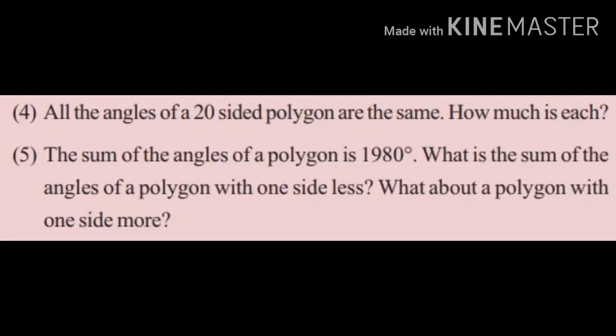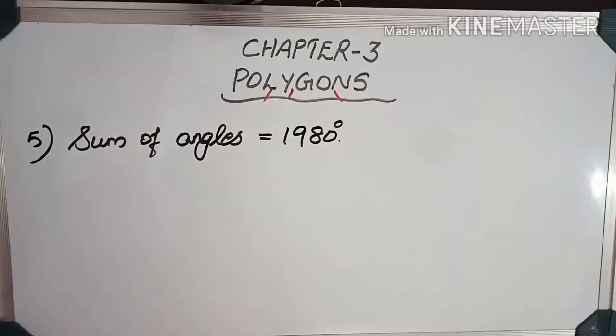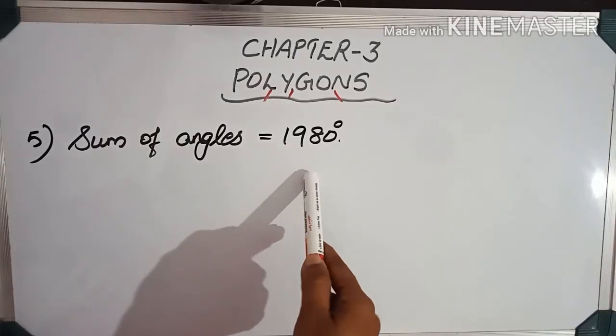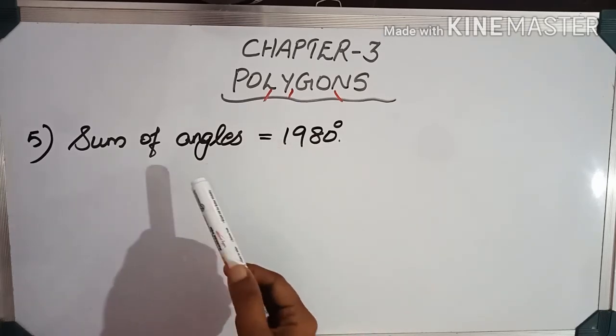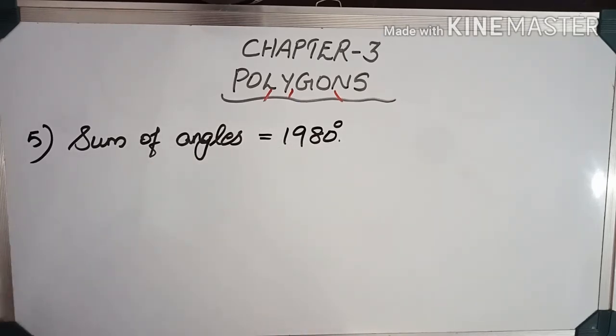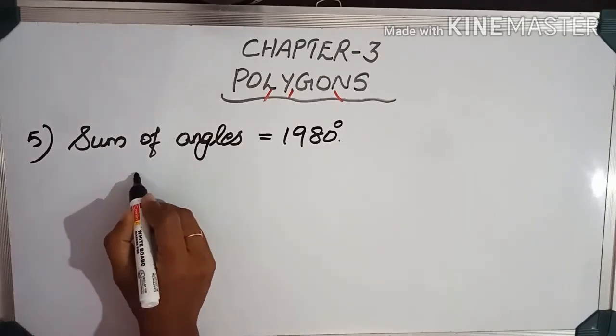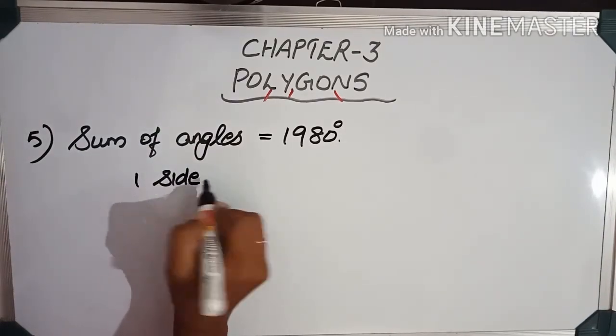Question number 5. The sum of the angles of a polygon is 1980 degrees. What is the sum of the angles of a polygon with one side less? What about a polygon with one side more? Two sub-questions are there in the same question. In this question, the sum of angles is given as 1980. The question is, what is the sum of angles of a polygon with one side less?